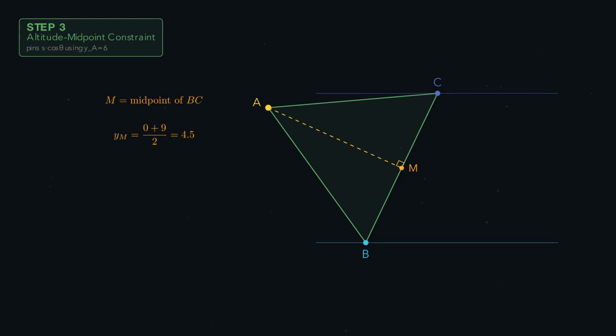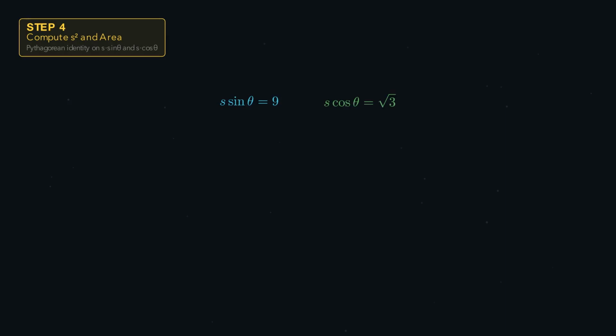In any equilateral triangle, the altitude from a vertex hits the midpoint of the opposite side. The midpoint of BC has height 4.5, right between 0 and 9. Vertex A sits a distance √3/2 times s from this midpoint in the direction perpendicular to BC. Setting A's height to 6 gives us s times cosine theta equals √3.